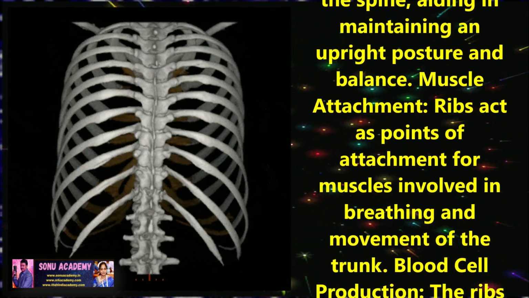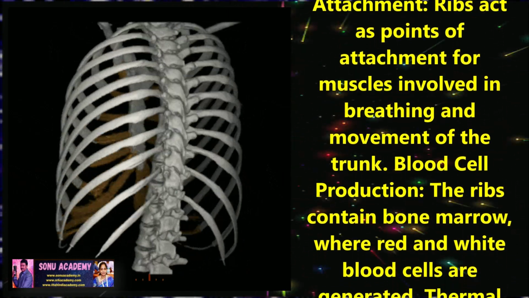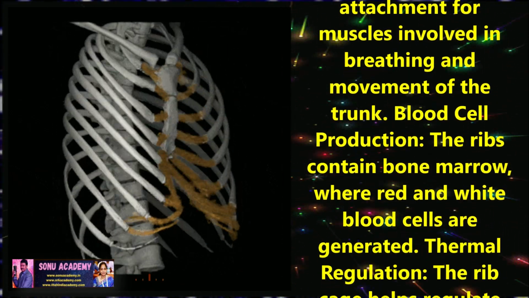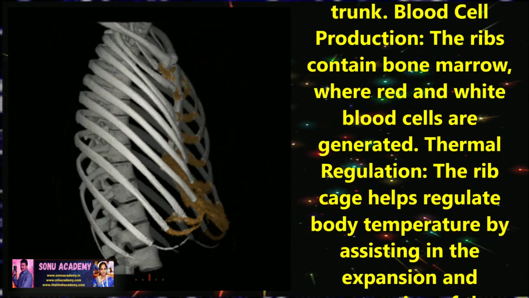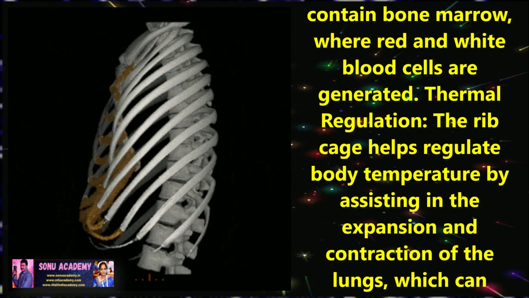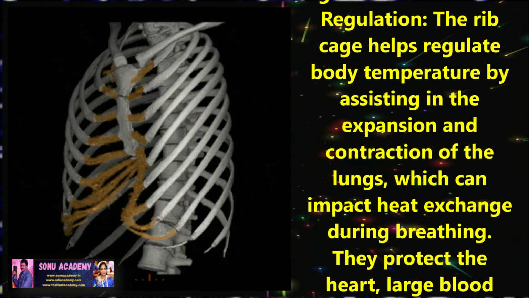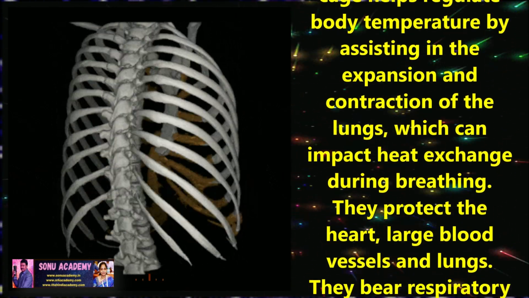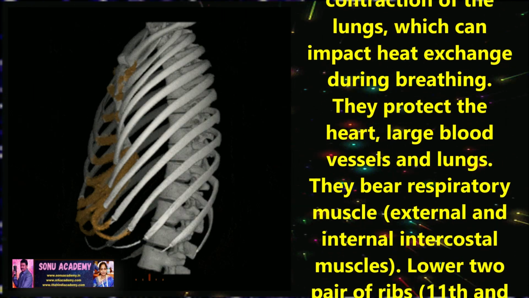Muscle attachment. Ribs act as a point of attachment for muscles involved in breathing and movement of the trunk. Blood cell production. The ribs contain bone marrow where red and white blood cells are generated. Thermal regulation. The rib cage helps regulate body temperature by assisting in the expansion and contraction of the lungs, which can impact heat exchange during breathing.